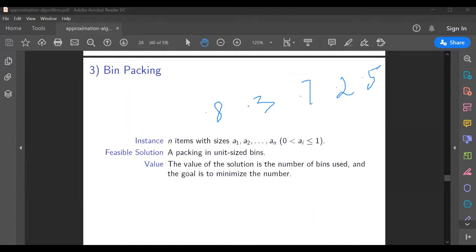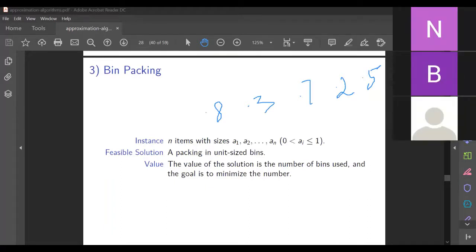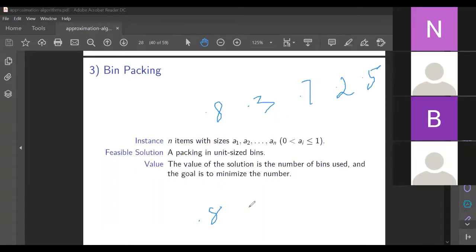Hello? Yes, ma'am. How do you pack it? Starting with the biggest number, ma'am. Okay, so I'll take 0.8. Then what do we do? Shall I put 0.3? I cannot put it. So this bin cannot contain that. So what do I do? We'll move on to the next.